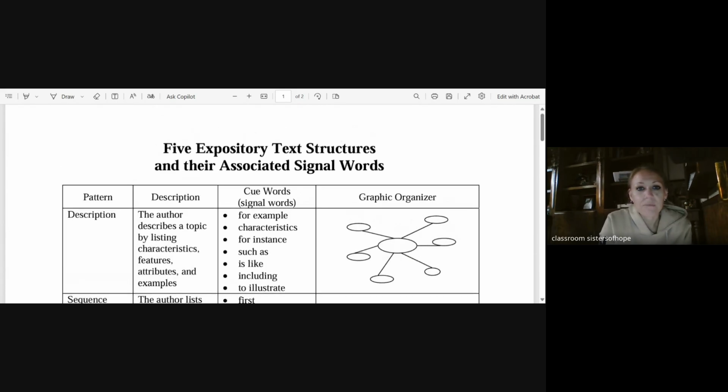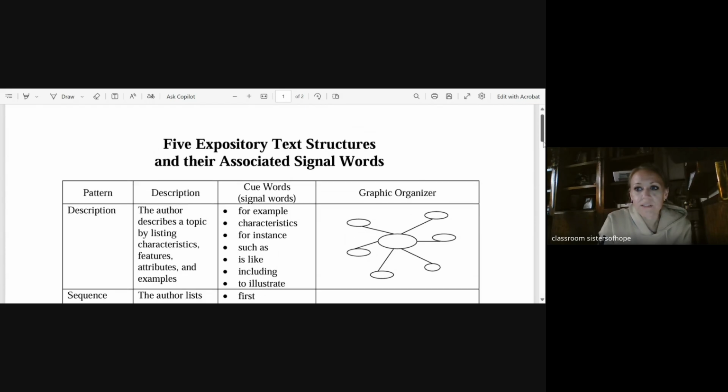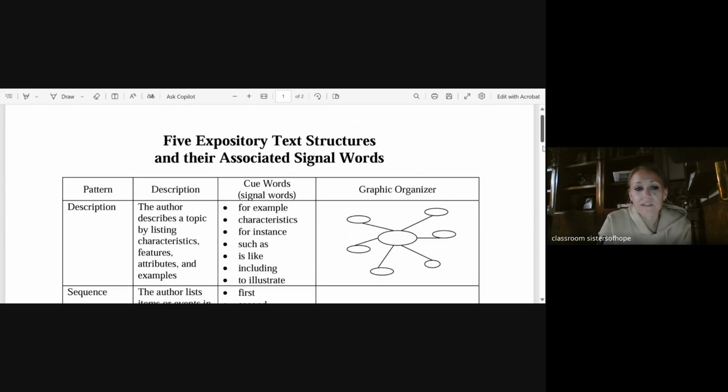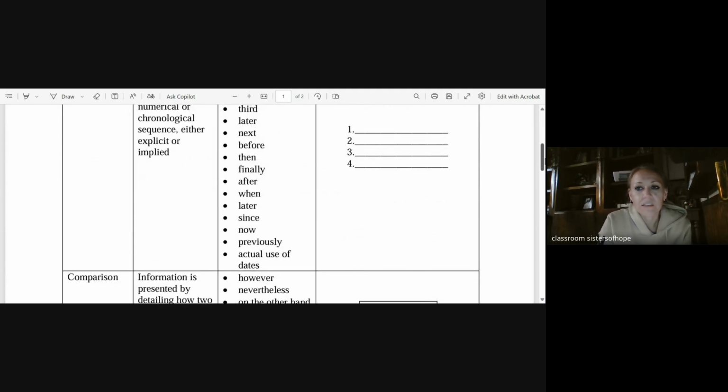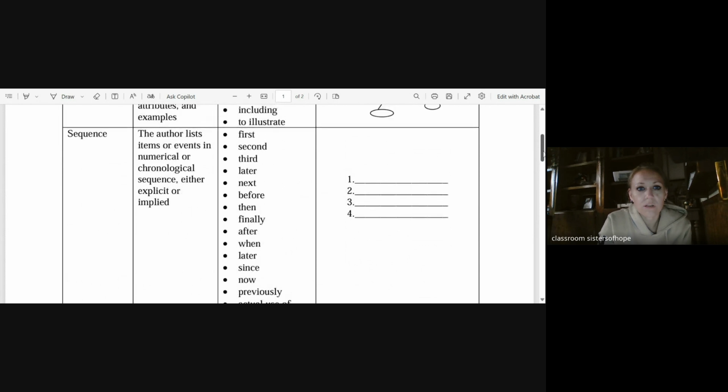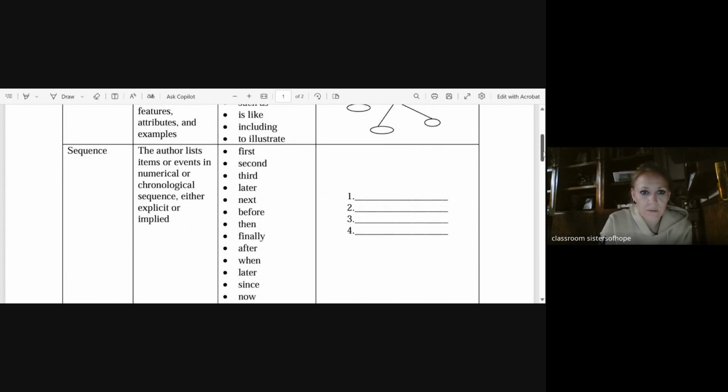The next type of text structure is sequence. Sequence has to do with time, and particularly the order that those events happen. Okay, sorry, that was scrolling too much. So it's going to be either numerical, where it's like bullet pointed out, or with numbers, first, second, third, fourth, like a recipe, or it could just tell you chronologically what happened first, second, third.